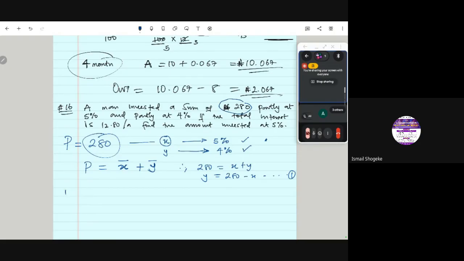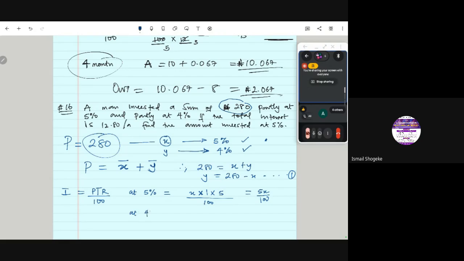From our simple interest formula, we know that interest is equal to principal times time times rate over 100. Now, at 5%, he invested, we don't know the amount, X times. But because he did both transactions in a particular year, we are not given the year. We know that the 5% is for a particular year and the 4% is for a particular year. So we are not given the year, so we can take any year we like. So I'm going to take 1 times the 5% he invested over 100. Do you understand? This would give us 5x over 100. Let's keep this one.